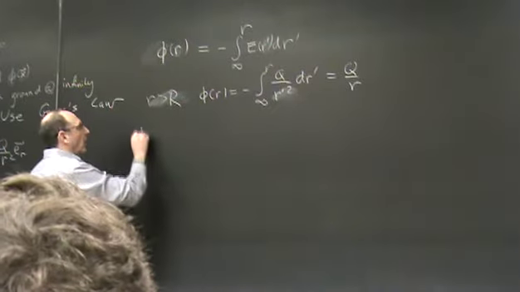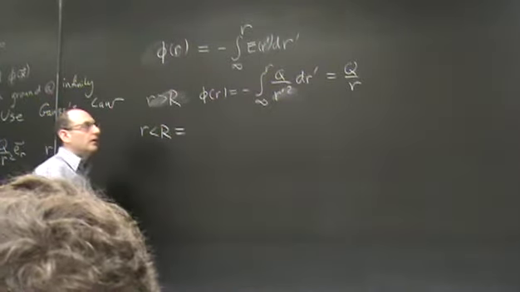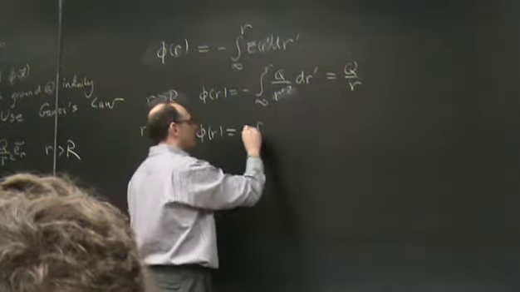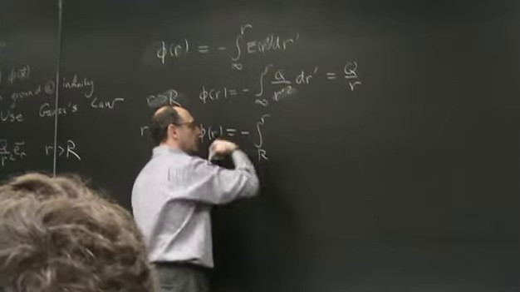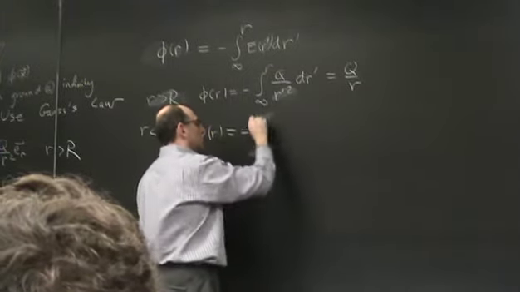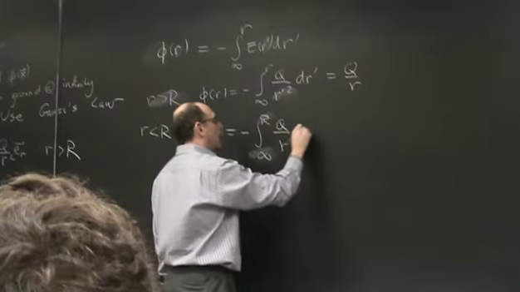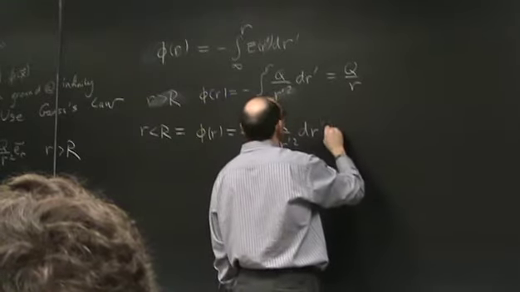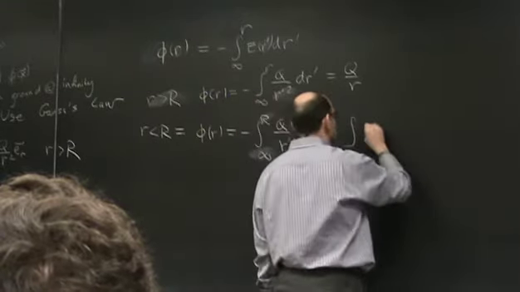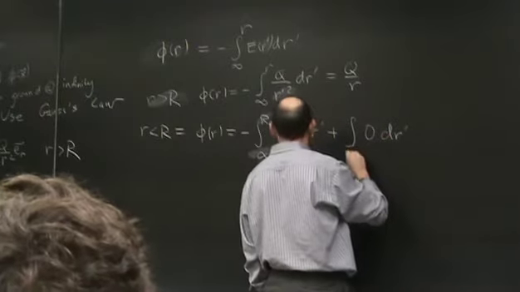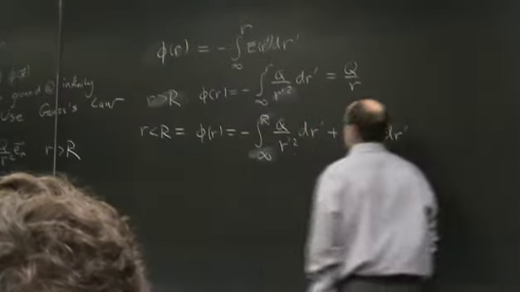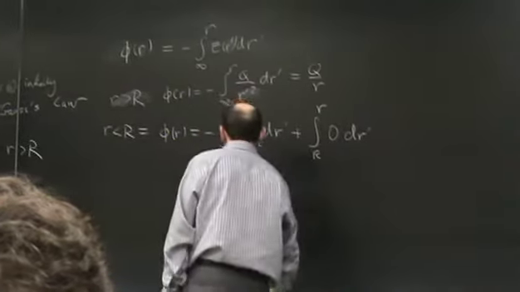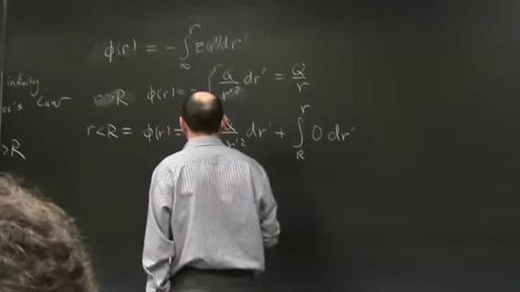And for inside the sphere, I have to break up the integral into two pieces because the electric field is different up to the radius of the sphere, it's that, but then inside, it's 0. Right? And this is Q over R.